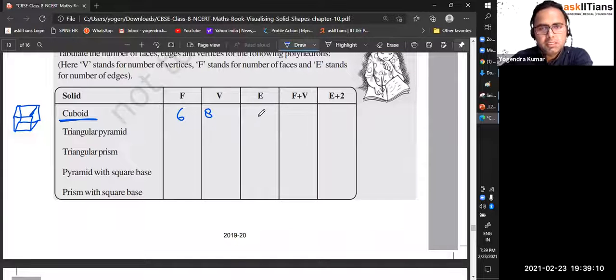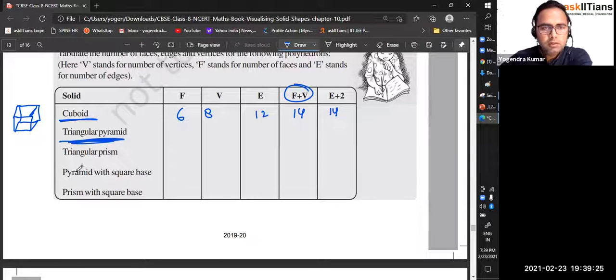Now how many edges are there? I counted 12. Now F plus V is how much? 14. And E plus 2 is what? E plus 2 is also 14, right?